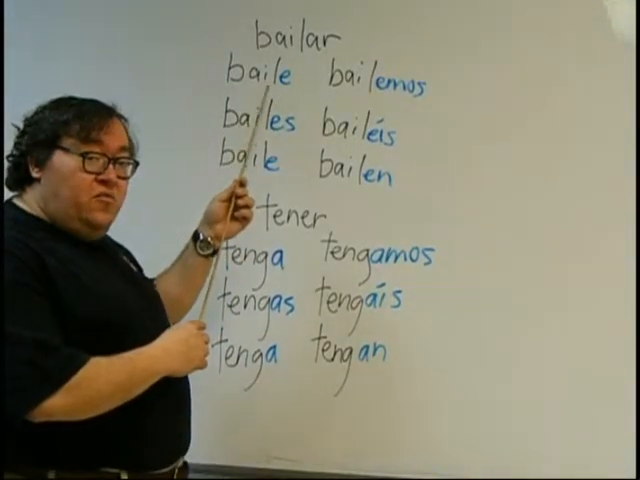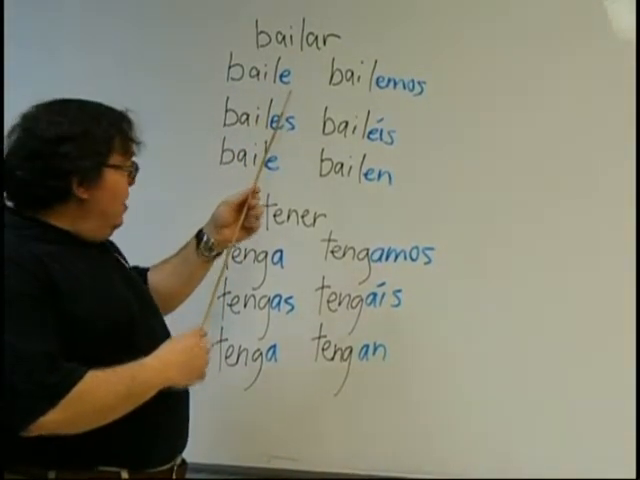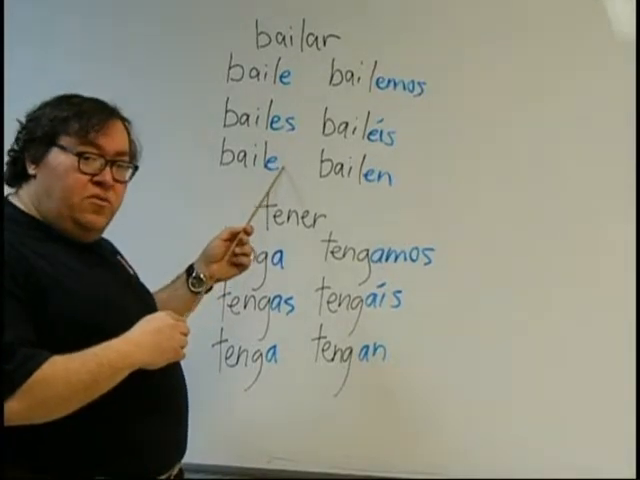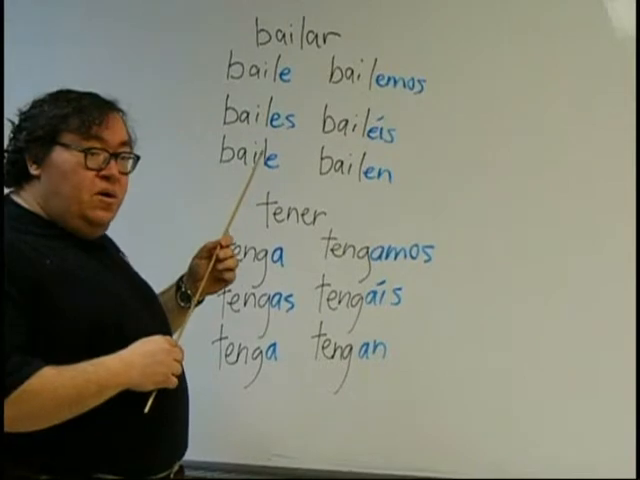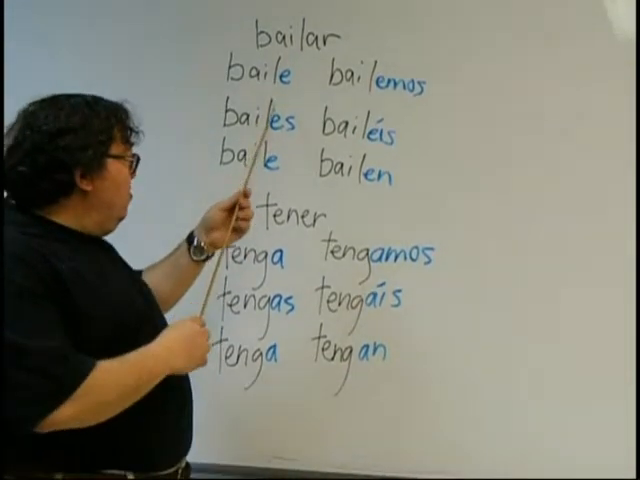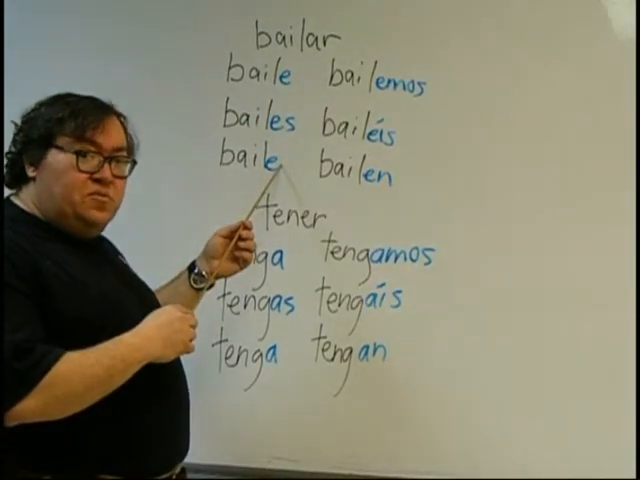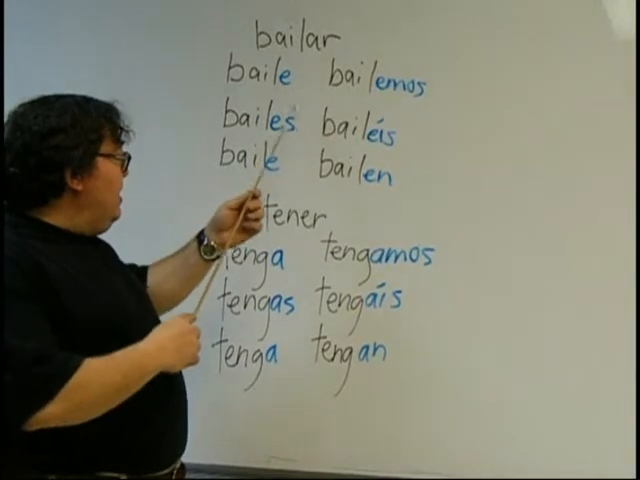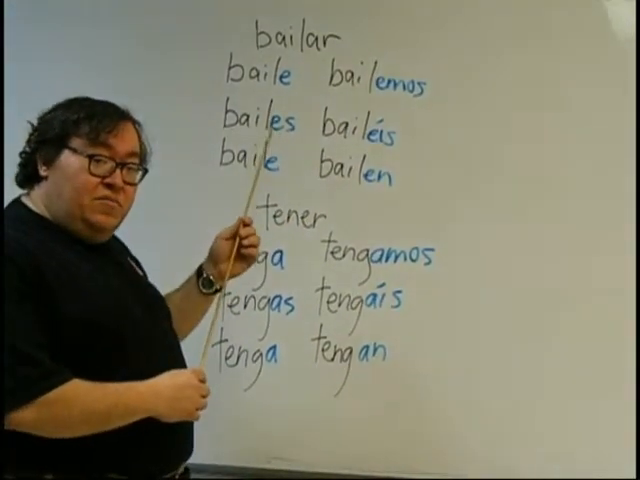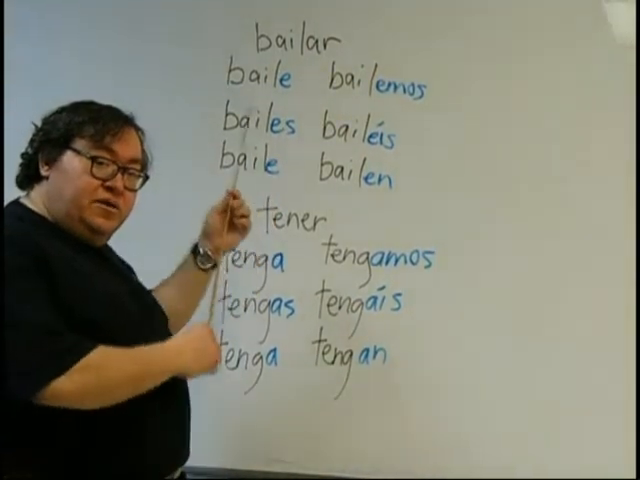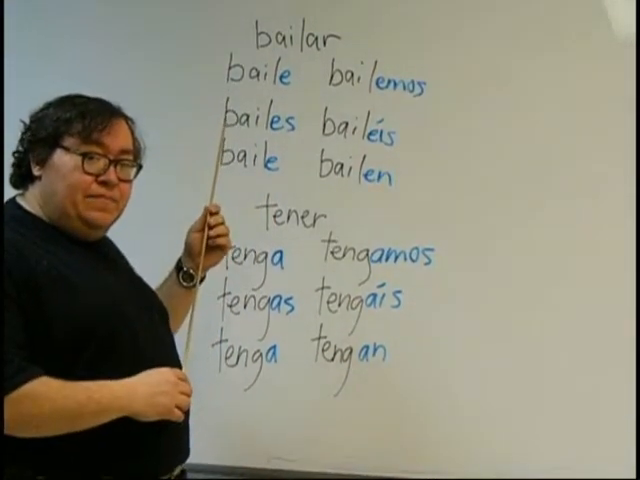Okay. Notice that the yo form has the E. And the usted form, the third person singular, also has an E. This is similar to the imperfect tense, where the yo form and the third person singular forms are the same. So we have baile, bailes, baile, bailemos, bailéis, bailen. Basically, I take the stem, and then I put E endings, making sure that the yo form also has an E.